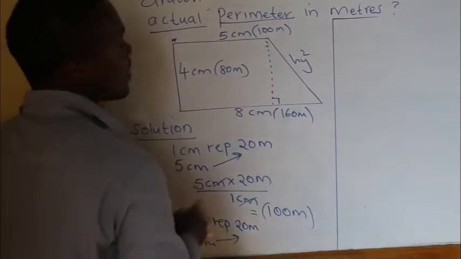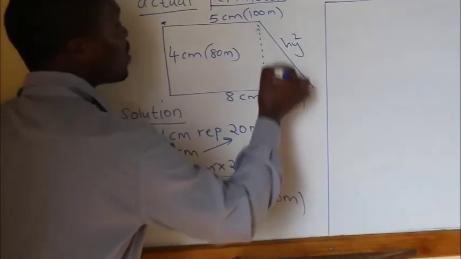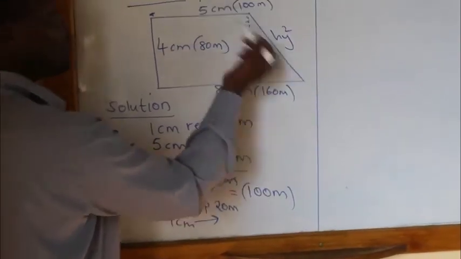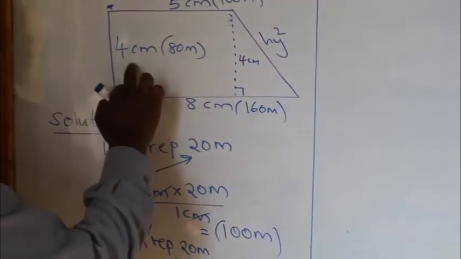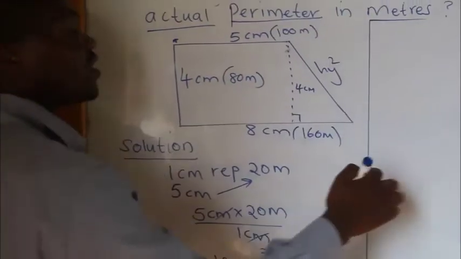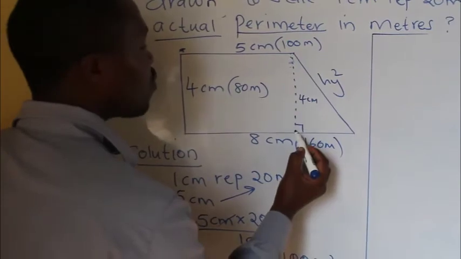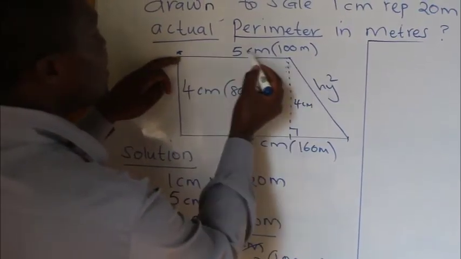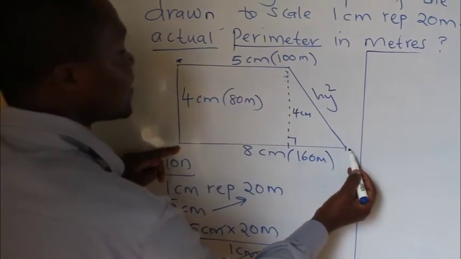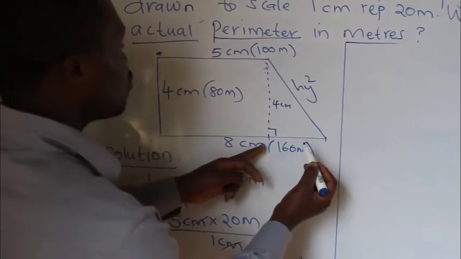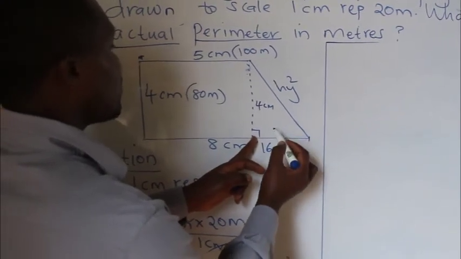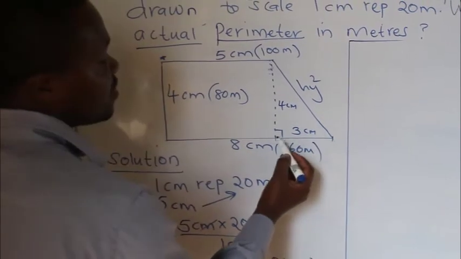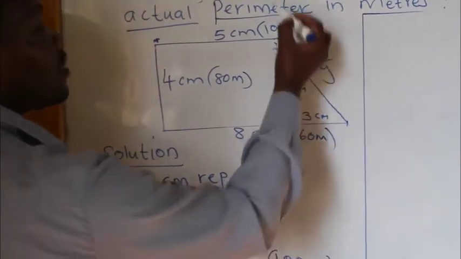In this case, the height of this triangle here is the same as this, so I can write there 4 centimeters. I can use the actual drawing length to find the hypotenuse. Then I want to know the base of this triangle. From here to here is 5 centimeters, from here to here is 8 centimeters. So I take 8 minus 5, which will be 3 centimeters. This measurement here is 3 centimeters and this is 4 centimeters.